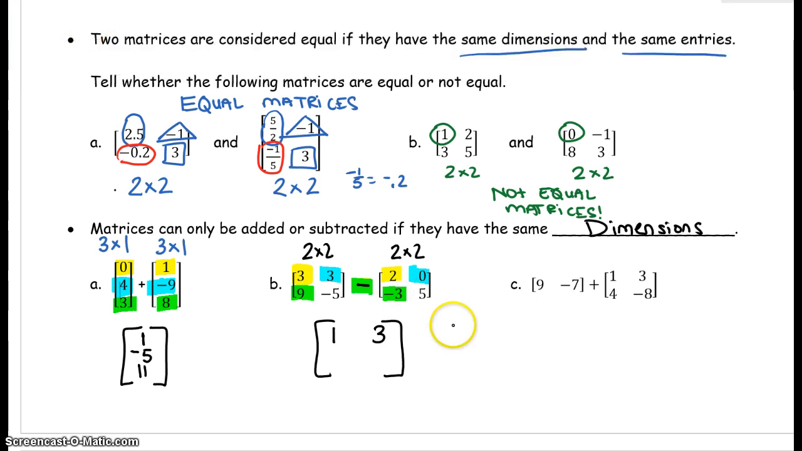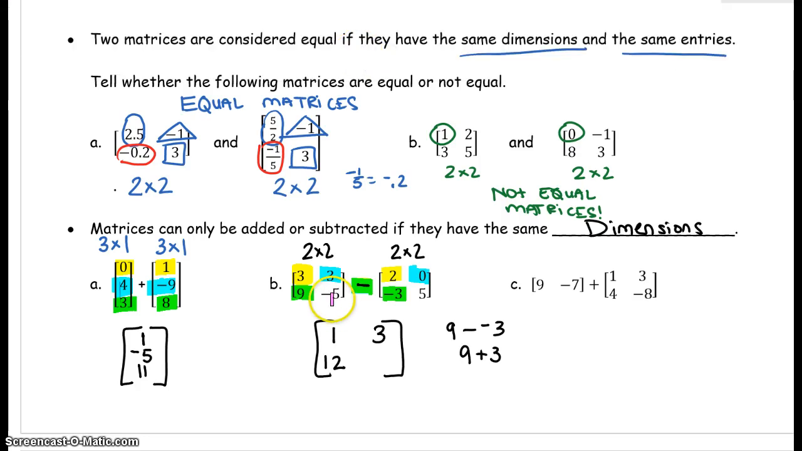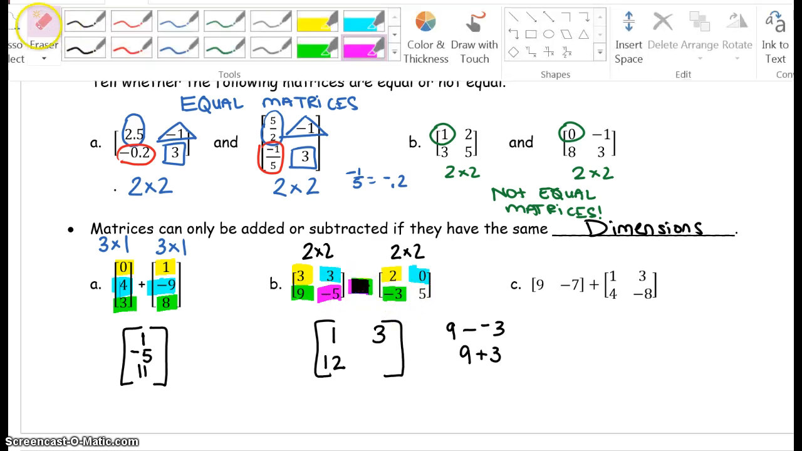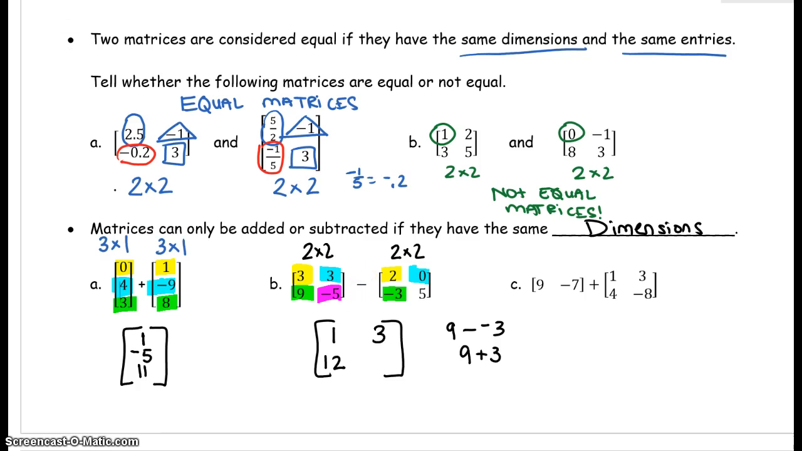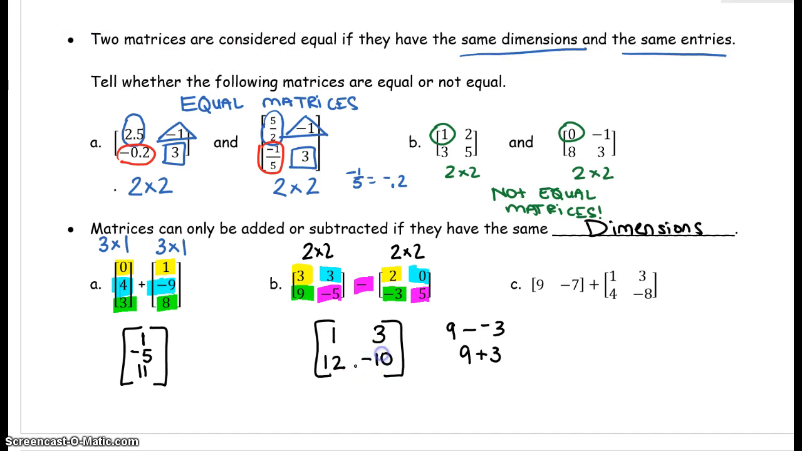I'm going to move that to the side actually. 9 minus negative 3 is the same thing as 9 plus 3. Therefore, it's 12 that we have in that space. You do have to be extra careful with the double negatives. All right, let's look at the last one. We have negative 5 minus, let's erase it so we don't lose that negative, minus 5. Well, negative 5 minus 5 is going to give us negative 10.